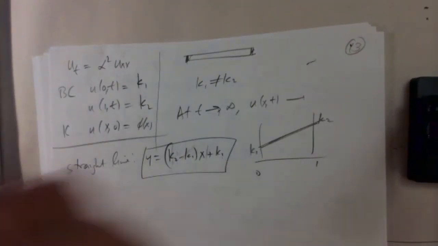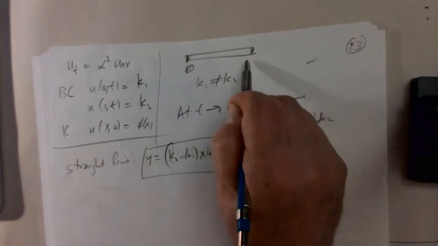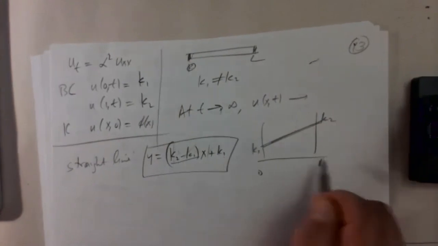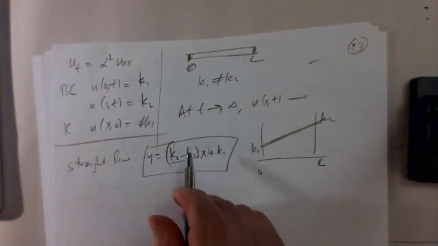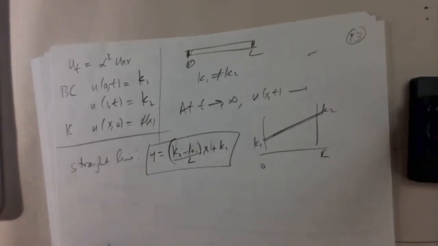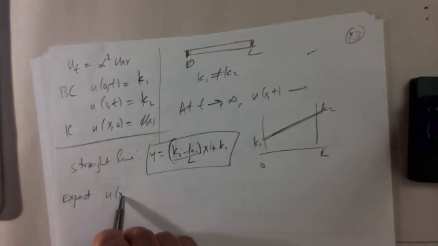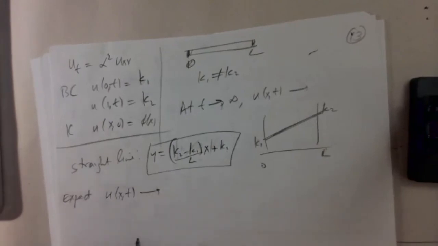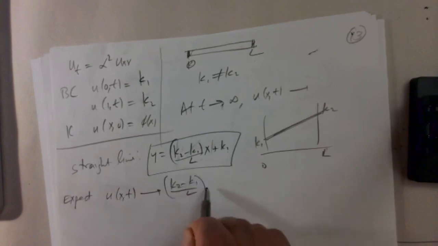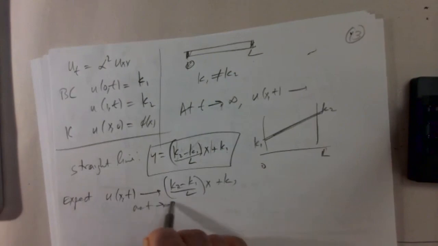The book looks at this in a slightly different situation where, let's just suppose the length of the rod now is L. So this goes from 0 to L. Slope of the line is K2 minus K1 over L, plus K1. Okay. So we expect that u(x,t) approaches K2 minus K1 over L, x plus K1, as t goes to infinity.